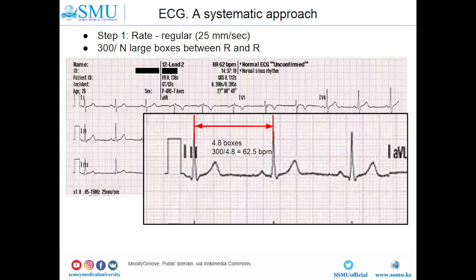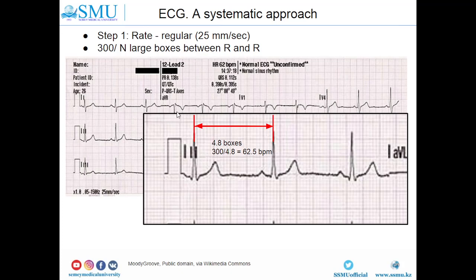First of all, we need to calculate heart rate. In order to do it, we must recognize if we have a regular or irregular rhythm. We must know that an irregular rhythm is considered if the variation in RR interval is more than 0.16 seconds. That means that the difference between the longest RR interval and the shortest RR interval will be more than four small boxes if your ECG speed is 25 millimeters per second.